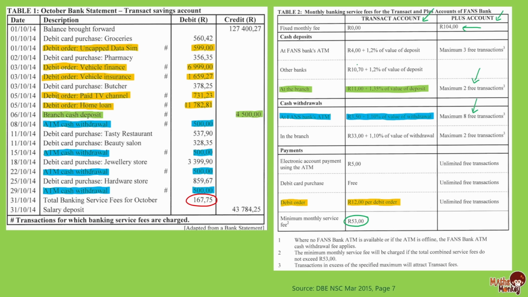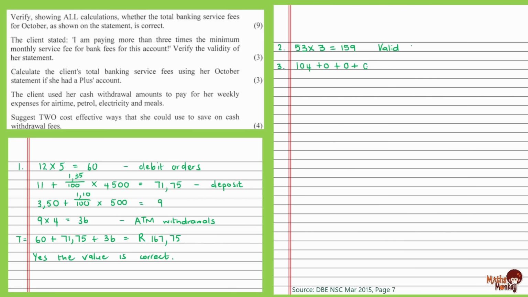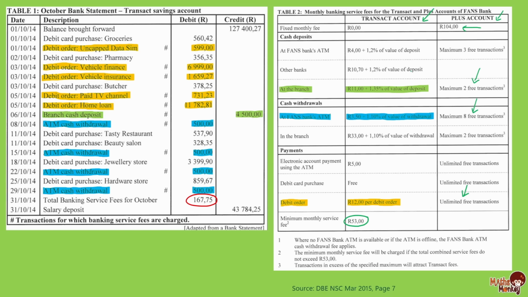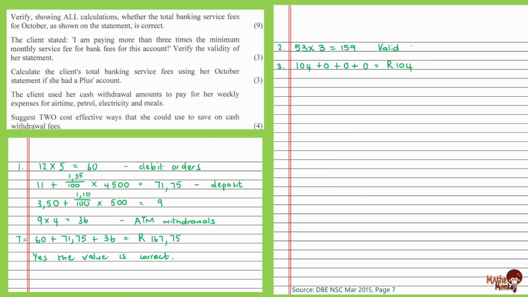And then the last one now is we have debit orders. And what does it say here? Unlimited free transactions. So if there was debit orders for all of the debit orders, again, it would be free. So her total amount, had she just been working with the, what's it called, the plus account, then she would actually have paid 104 Rand for that month and for those transactions, right?